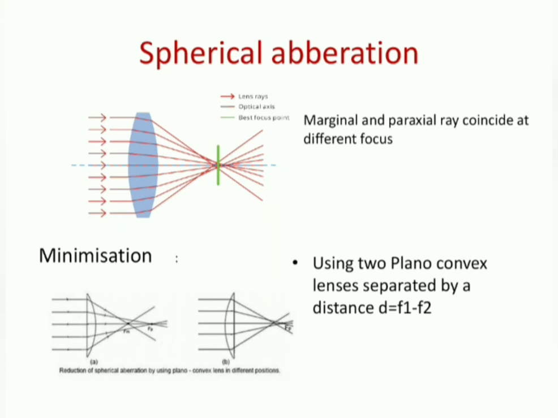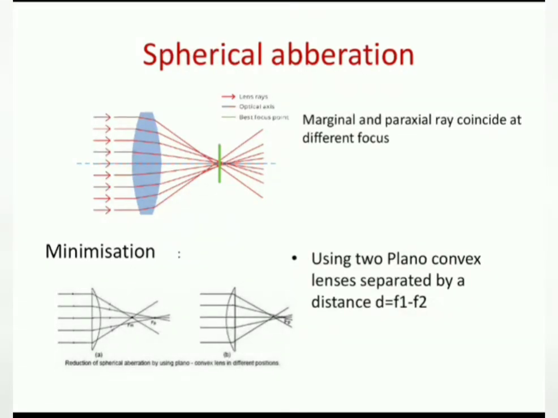Then how to minimize it? By covering the lens with stops. That means you can cover the upper part of the lens with a paper. You can close the marginal rays and allow only paraxial rays, and then you can minimize the spherical aberration. But this will be at the cost of its intensity.